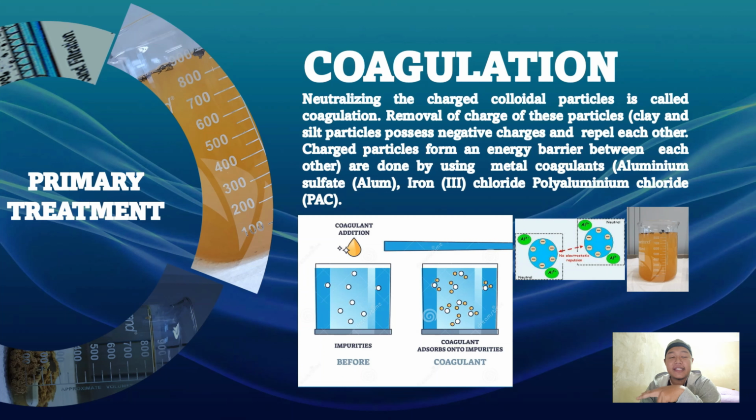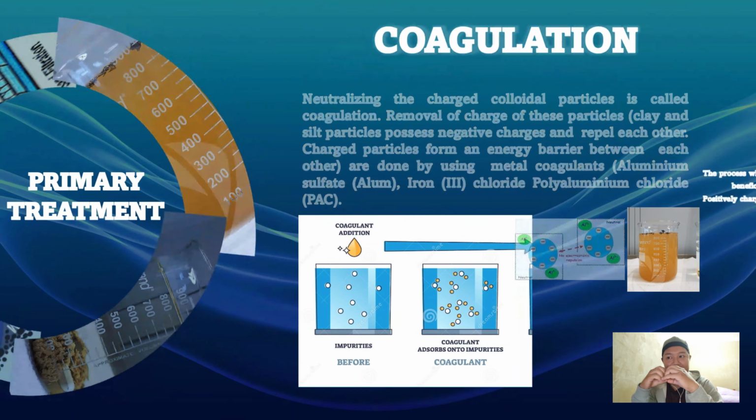By using metal coagulants, for example aluminum ions, which attract the negative charge of the particles, the net charge is reduced and the repulsive force is reduced. So the particles, upon colliding, will stick to each other.